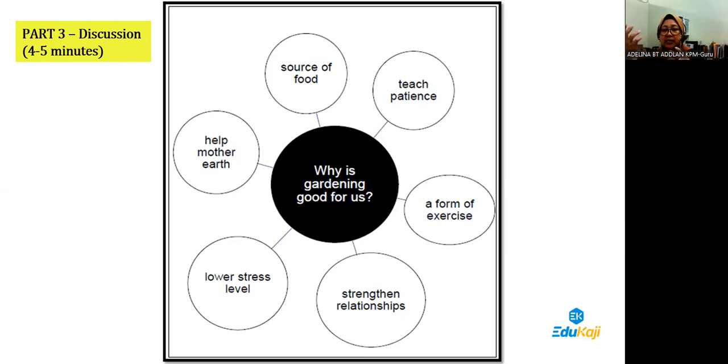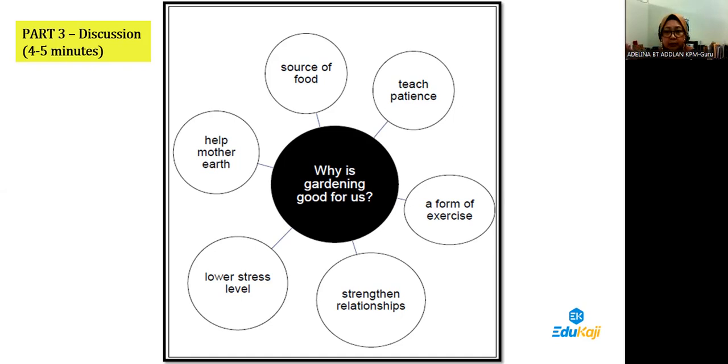So when you start discussing, you don't have to ask the teacher, "Teacher, can I start?" No, you don't have to. You can just straight away say, okay, let me start. Why is gardening good for us? In my opinion, I feel that gardening is good for us because it teaches us to become patient. Because when we plant something, we can't expect the plant to grow very fast, and we can't expect whatever we have planted to bear fruit very fast as well. It might take a few months.